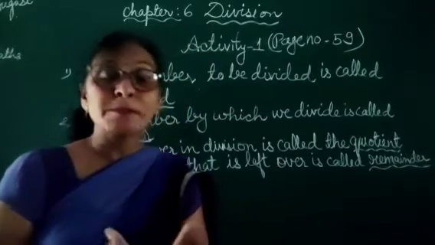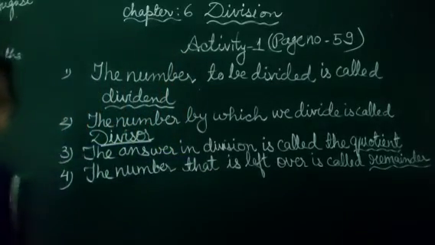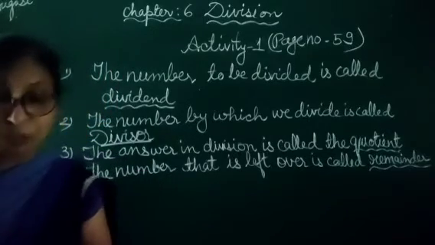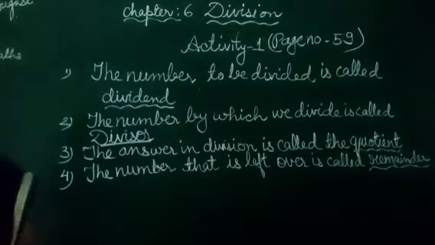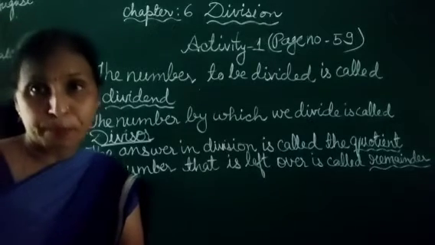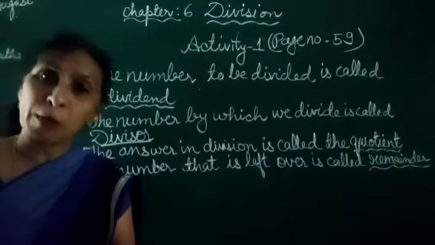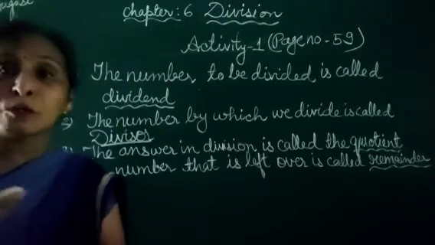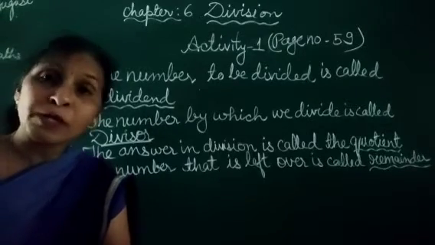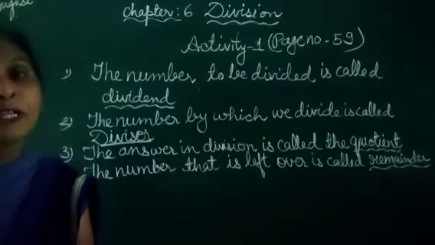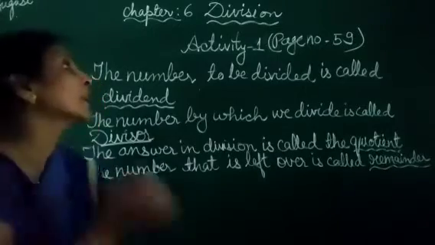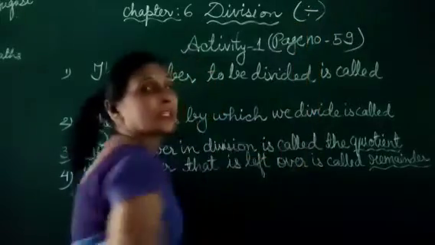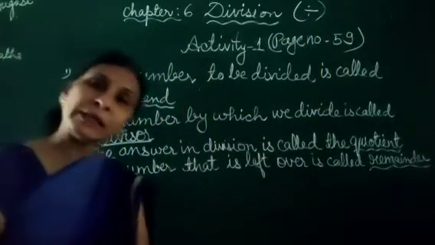What is the meaning of division? Division is equal distribution or equal grouping of a given quantity. The symbol of division is this. This is the sign of divide.